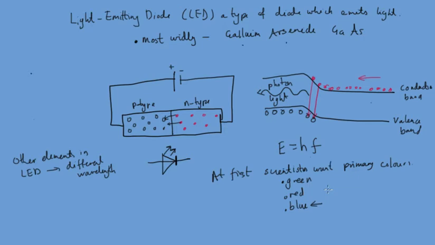Now we have LEDs that are infrared. If you've got a television remote control, it has an LED that produces infrared light to send that signal to the television, and we can also have UV LEDs.